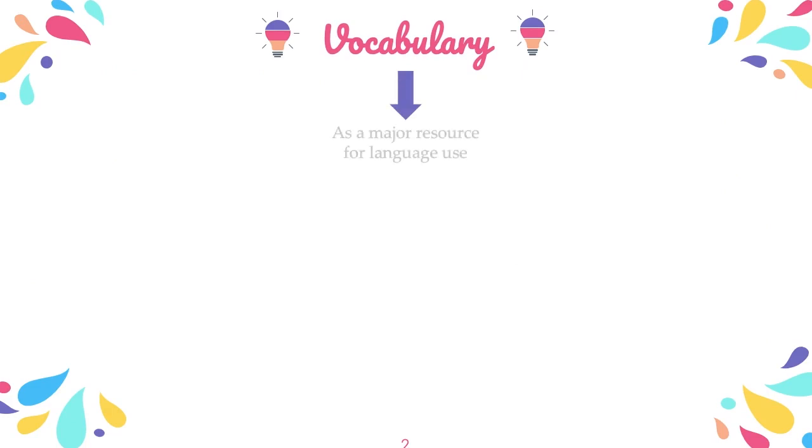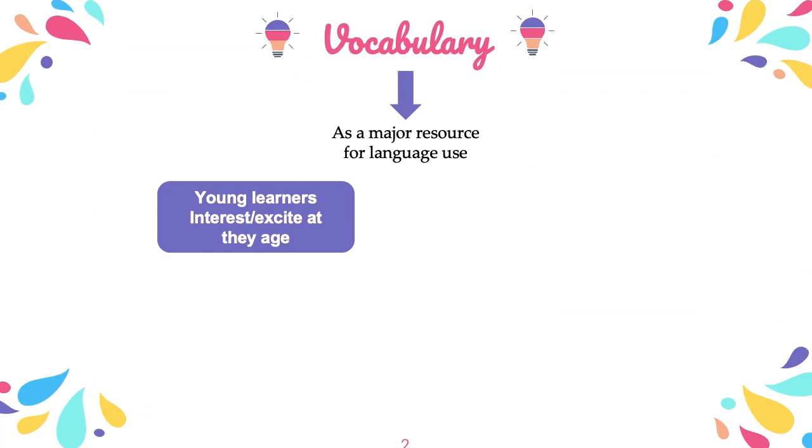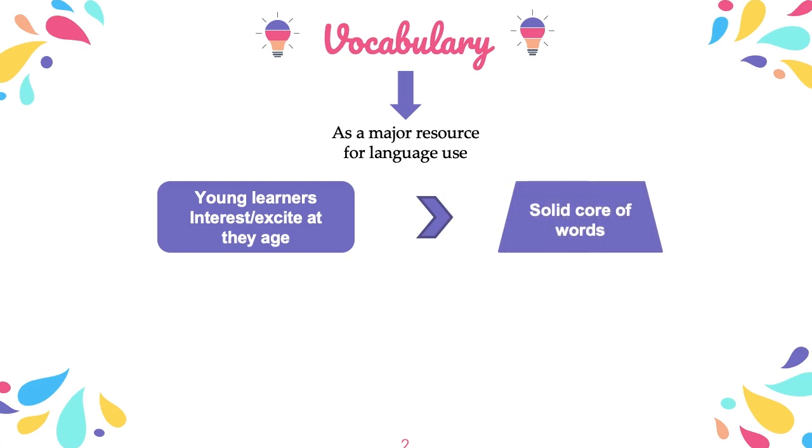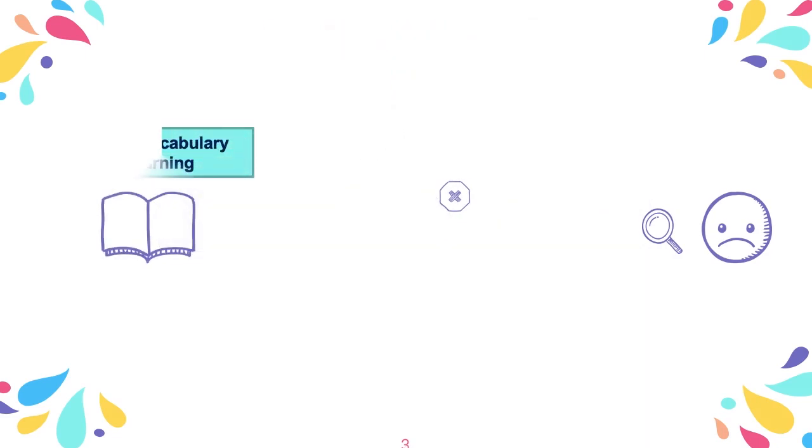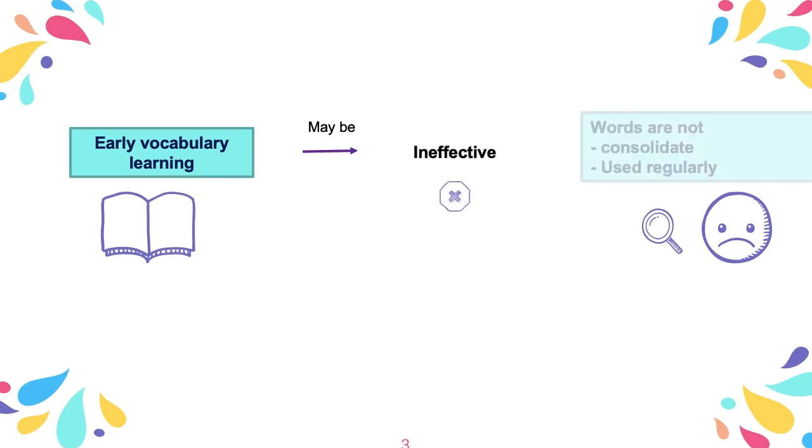Summary. Vocabulary has been seen as a major resource for languages. Early foreign language learning offers the chance for learners to build up a solid core of words useful for further learning, together with words that are learned because they interest or excite young learners at that age. However, early vocabulary learning may be ineffective if words are not consolidated and used regularly.